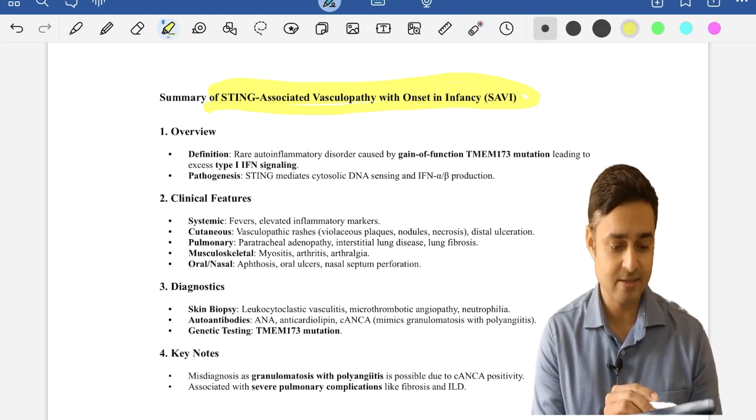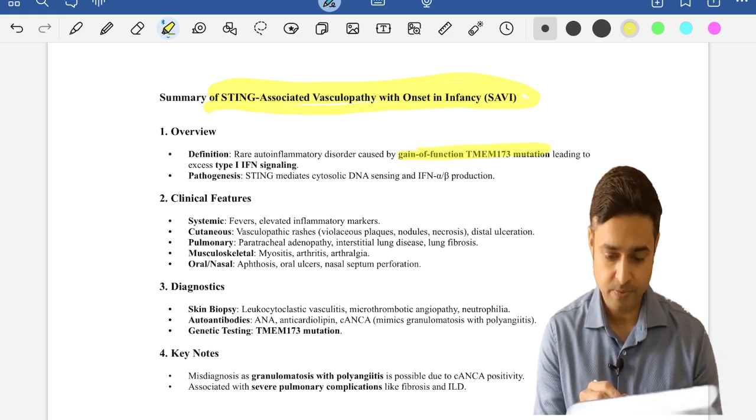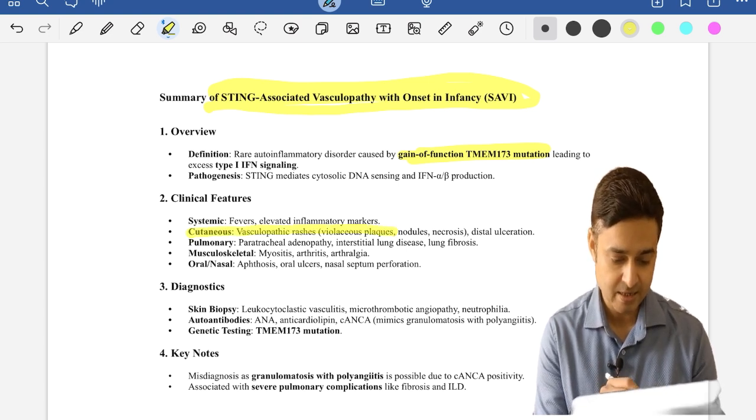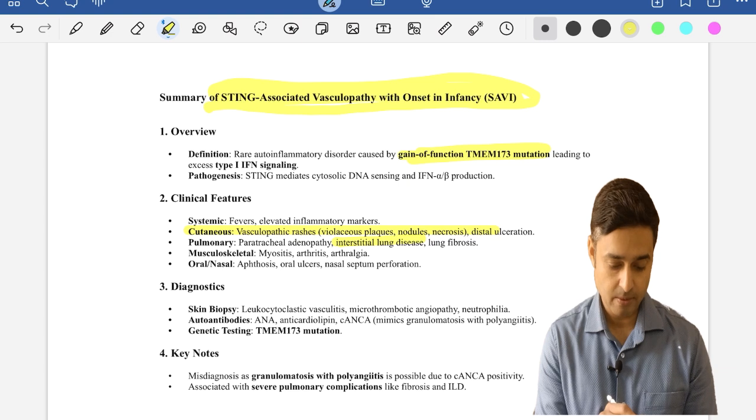Let's discuss the important features of this, which have to be remembered. First, the gain of function mutation of TMEM173. Second, cutaneous features like vasculopathic rashes. Third thing is pulmonary interstitial lung disease.